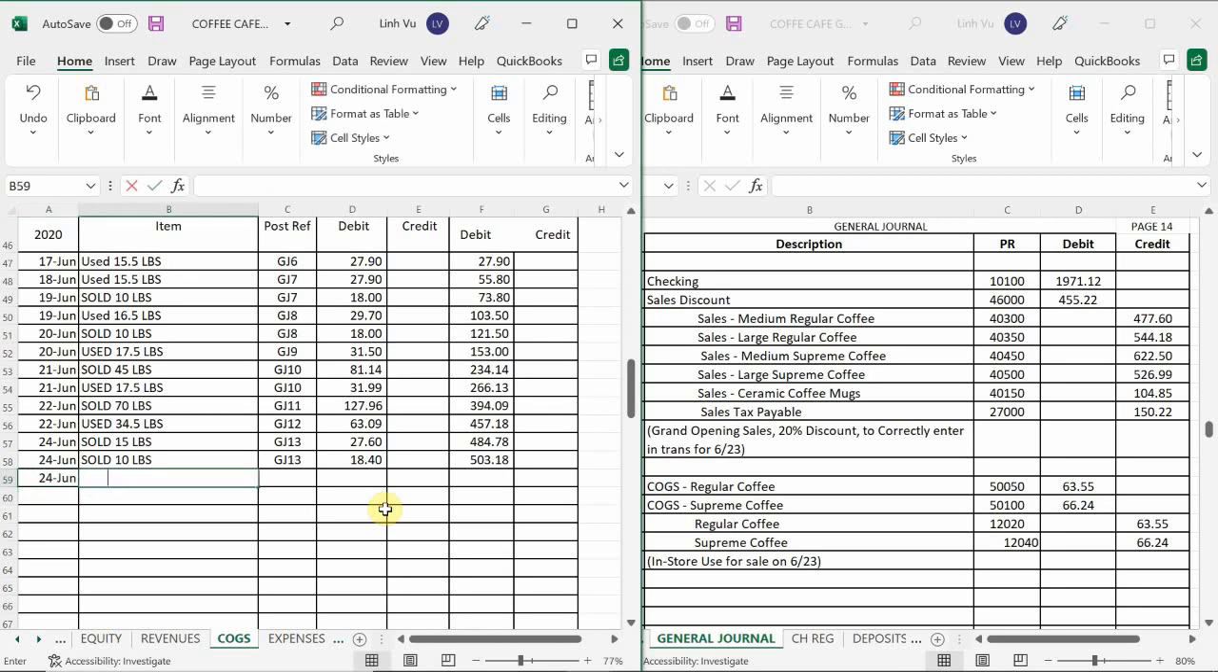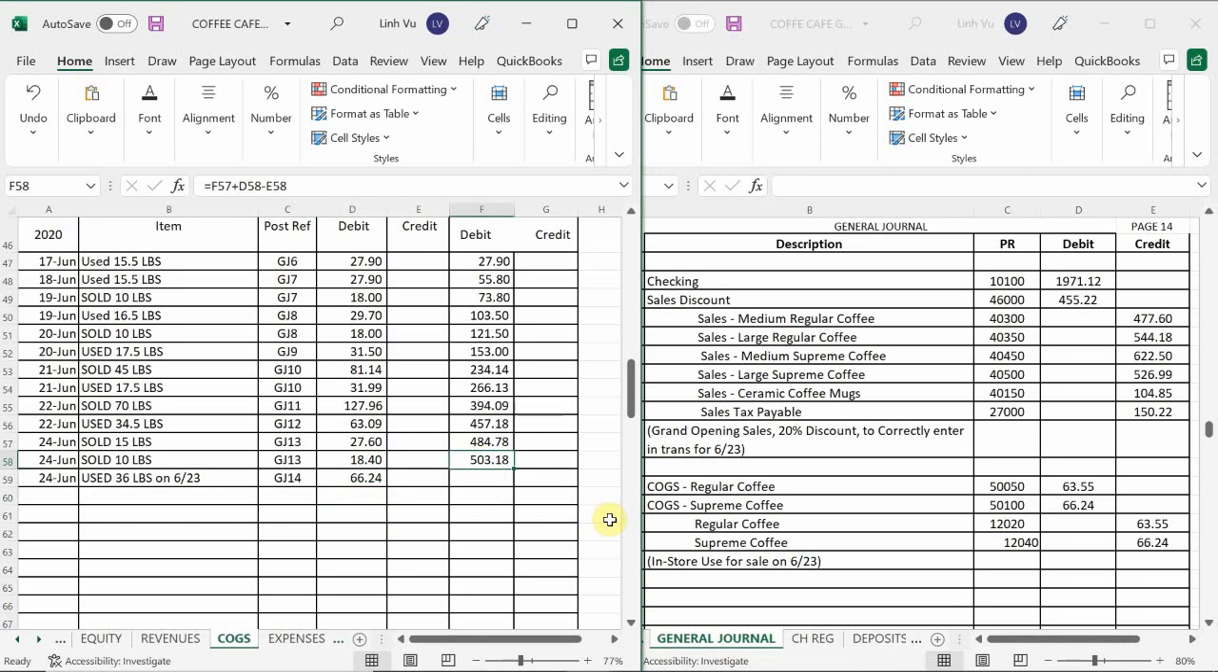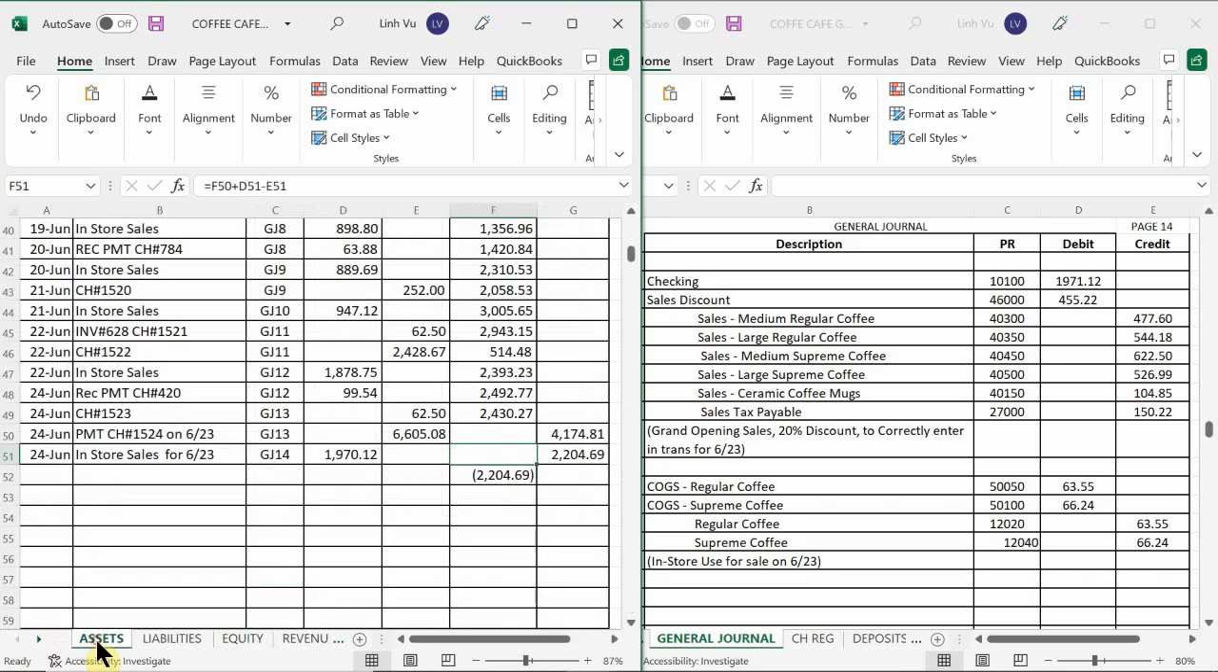We used 36 pounds on June 23rd. Okay. For $66.24. So what's my ending balance here for my Supreme Coffee? $569.42. $569.42. Good. Then we got to adjust our inventory accordingly in the assets.